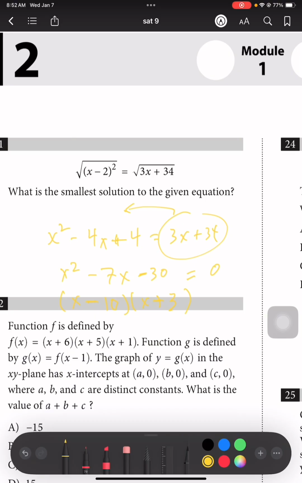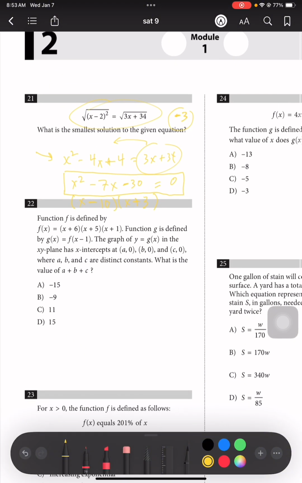So what's the smallest solution to this function? Well, the solution is 10. It's the same as trying to find a solution to this, because we start here, and that was implied from this. That's why I have to get everything on one side, so that one side would be 0. Once you have that, then you can factor: 10 and negative 3. So negative 3 is the smallest solution. Negative 3.